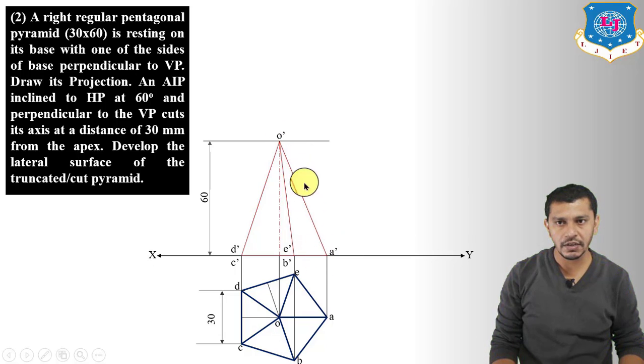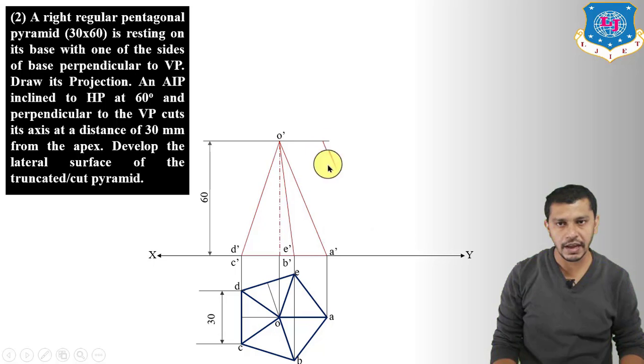Because you can see the plan of the slant edge, that is OA, is parallel to the XY reference line. And if the plan is parallel to the XY reference line, in the elevation, the length of the slant edge will give us the true length. So right now the slant edge O dash A dash will give us the true length.